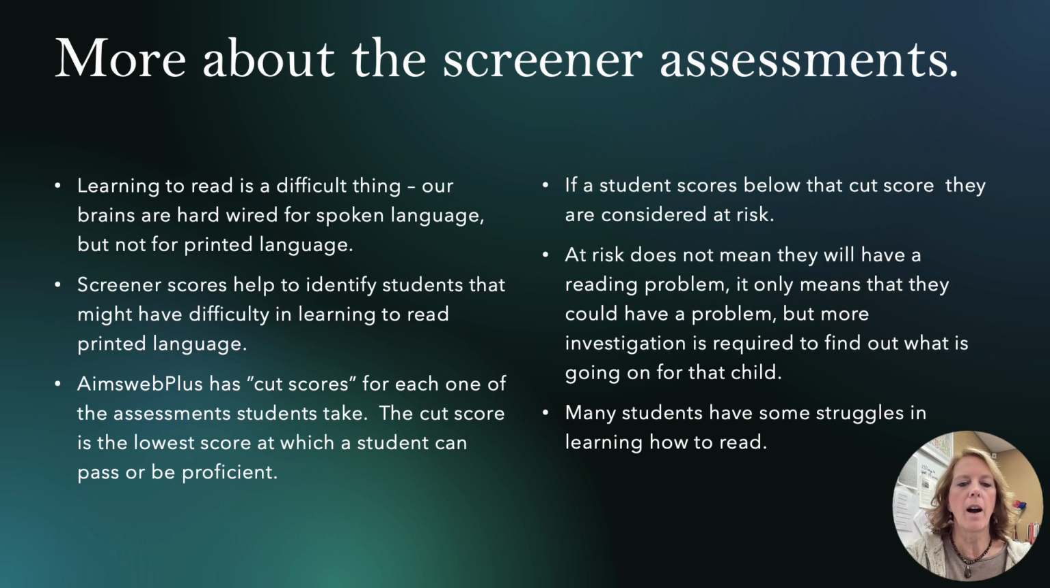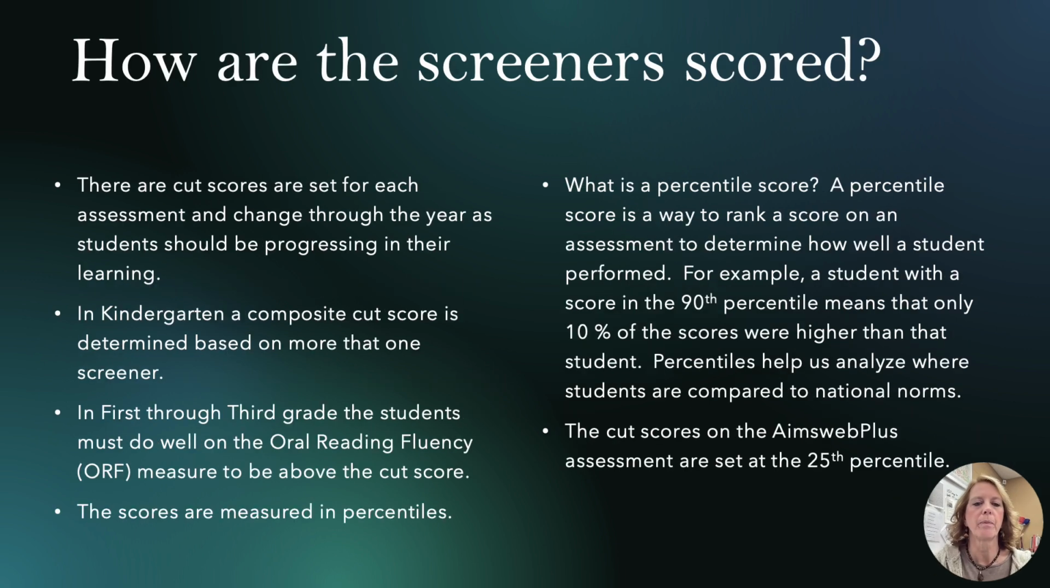So how are those screeners scored? There are cut scores set for each assessment, and they change throughout the year as students should be progressing in their learning. In kindergarten, there's a composite score, which is determined by the total of 2 scores that are put together on the screener. In first through third grade, it is the oral reading fluency score from that screener that needs to be above that cut score of the 25th percentile. So these scores are measured in percentile.